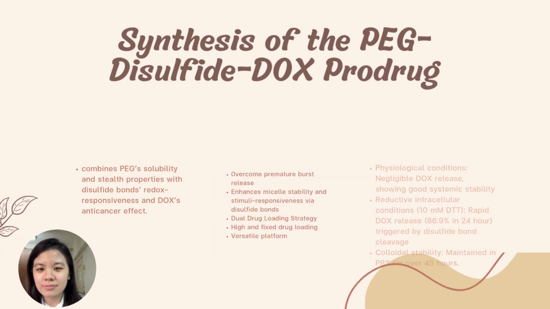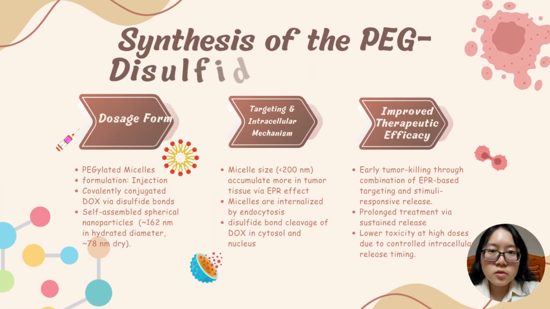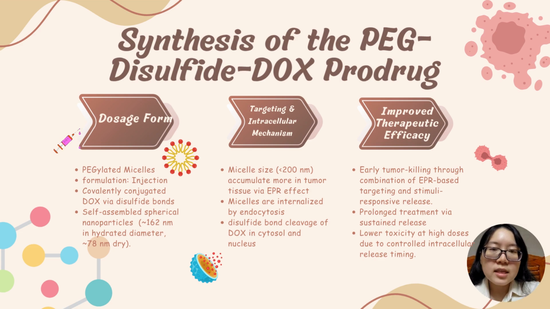Thank you. Next, I want to continue with the dosage form, which is PEG-related micelles. This is a nanoparticle-based injectable formulation comprised of covalently conjugated DOX via disulfide bonds. This form self-assembles into spherical nanoparticles and is able to enhance DOX solubility. Moving on to targeting and intracellular mechanism, the micelle size being less than 200 nanometers allows accumulation in tumor tissue via the EPR effect. Micelles are internalized by endocytosis, and DOX is then released into the cytosol and nucleus. This results in site-specific intracellular action.